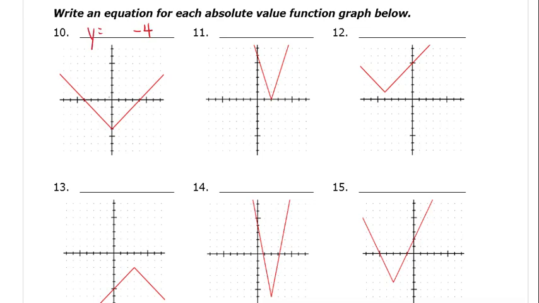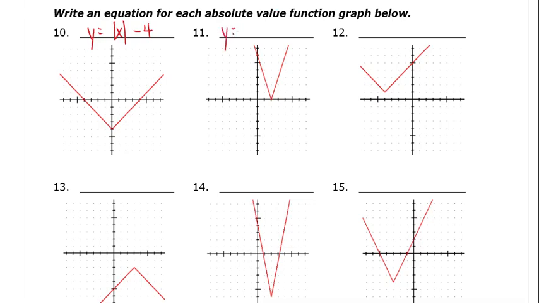Nothing left or right in terms of the vertex, so that means nothing was added or subtracted on the inside. And here it's going up 1 over 1, so nothing needs to go out front. So it's just y equals the absolute value of x minus 4. So just take it piece by piece and fill the parts in.